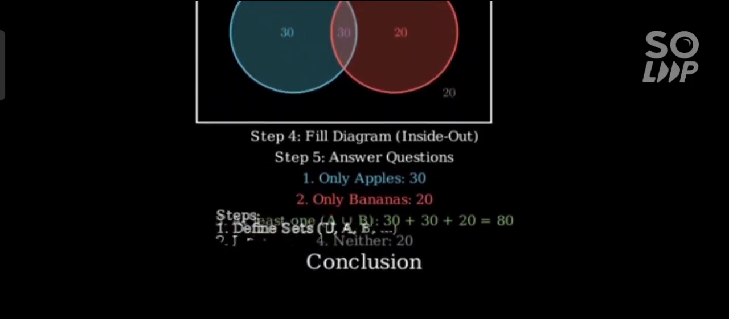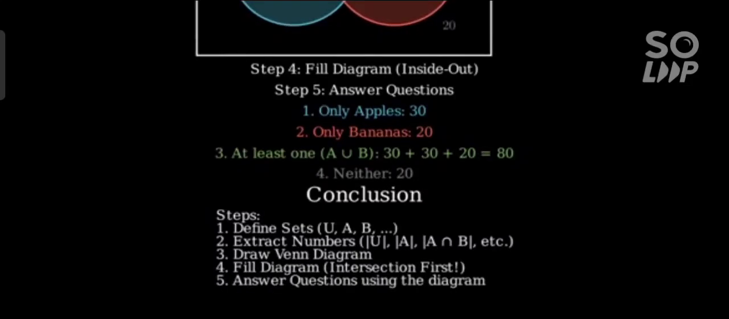So, by systematically using set definitions and a Venn diagram, especially filling it from the inside out, we can clearly solve word problems involving overlapping categories. Remember these steps for your own problems.